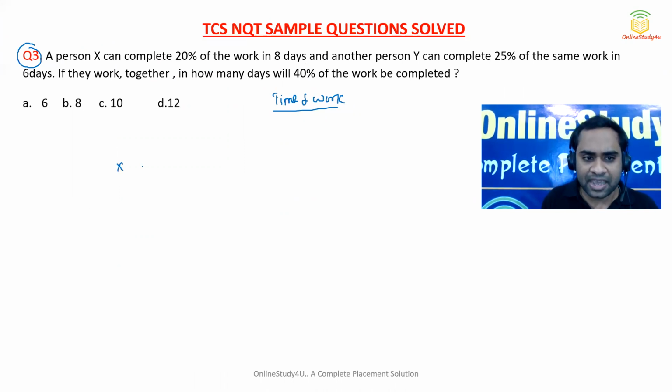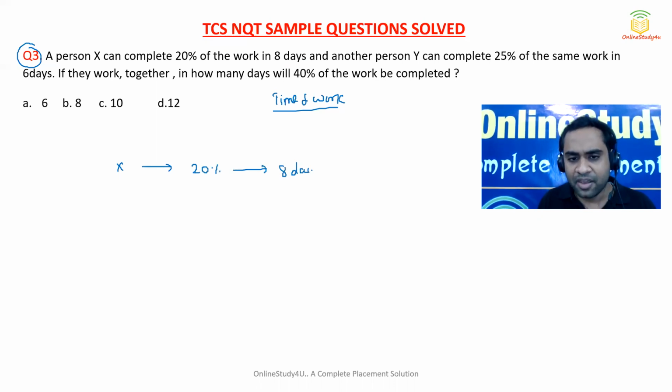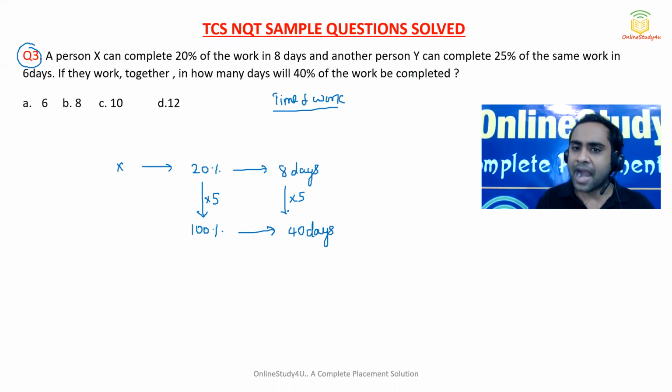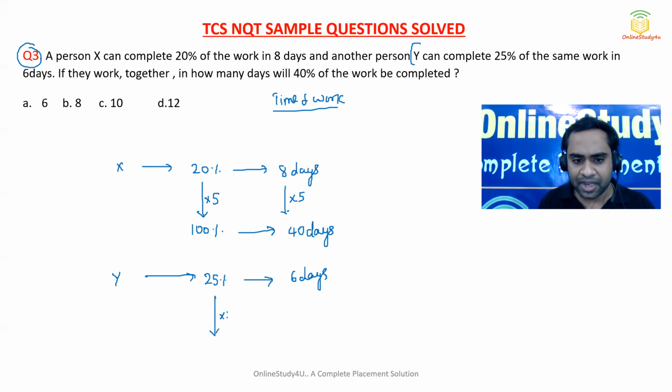Now friends, a person X is able to complete 20% of the work in 8 days. So for 100% of the work, we multiply by 5 here, and also multiply by 5 there. So X will be able to complete 100% of the work in 40 days. Very simple. Now a person Y can complete 25% of the same work in 6 days. Here we can multiply by 4, and again by 4. So Y will be able to complete 100% of the work in only 24 days.